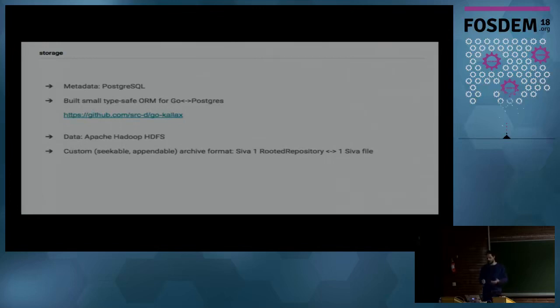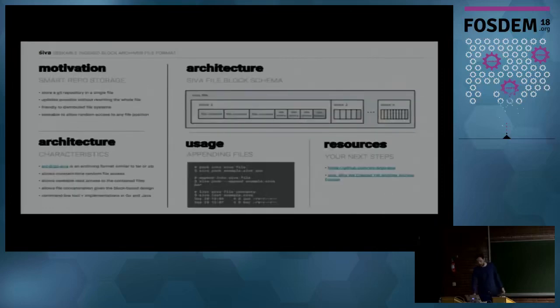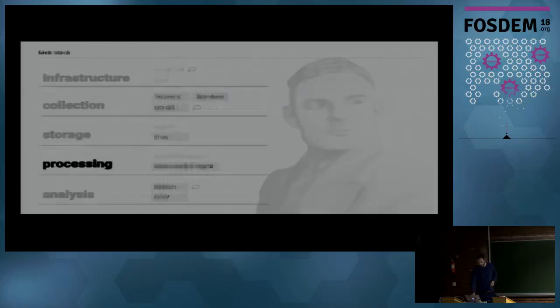Every rooted repository ends up being a single file inside the database. This is an example of a custom archive implementation called Siva. It's a seekable, appendable, and indexed format. It's block-based, and this way you can fetch a repository once and then append to it after new clones or fetches happen. And it's all stored in HDFS.